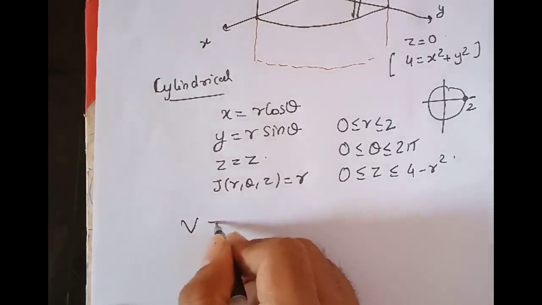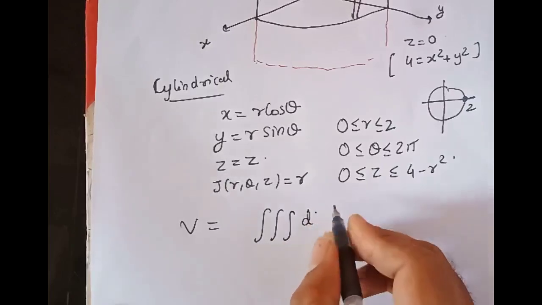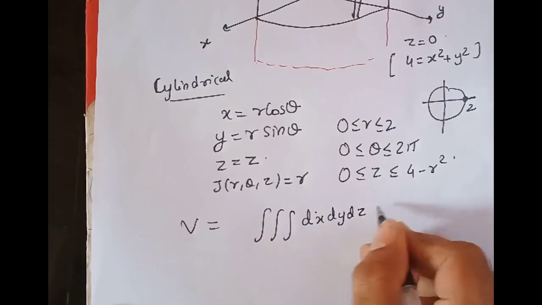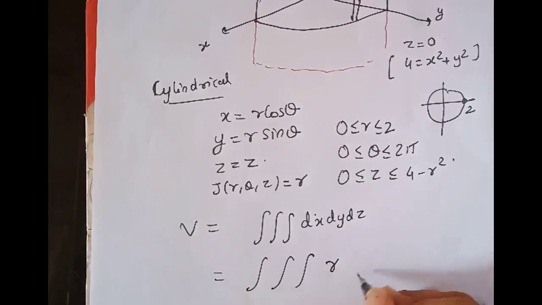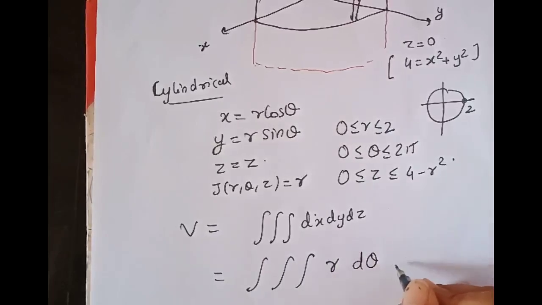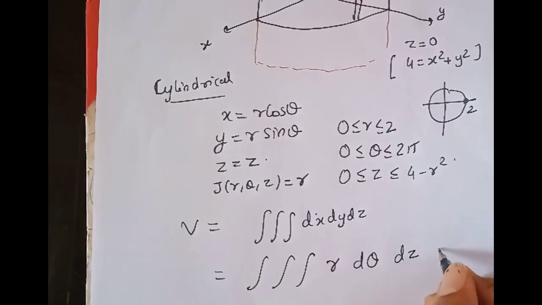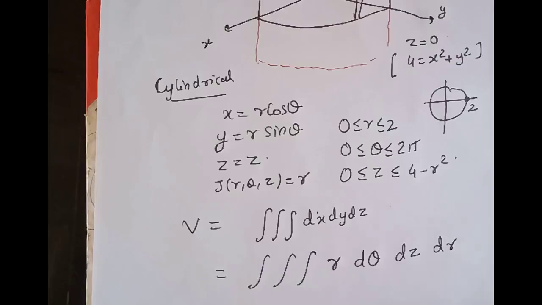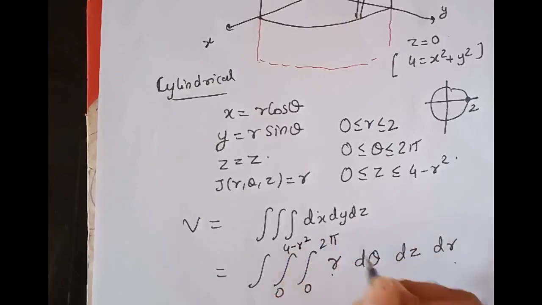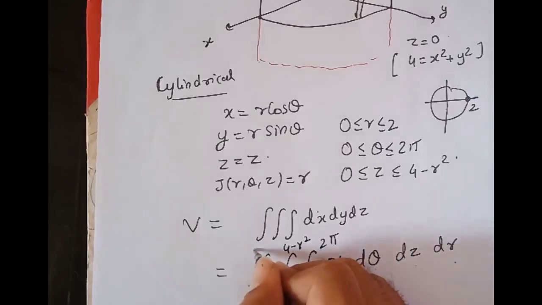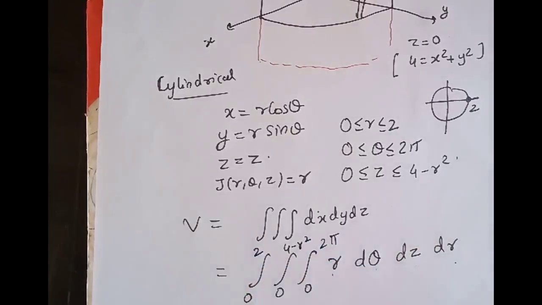Alright, so now the volume is the triple integration of dx dy dz, and since we are doing the change of variable, it will be the triple integration of r. So we can take any order, but we will take d theta first, then dz, and then dr, because z is depending on r. So this is the Jacobian, d theta dz dr. So the limit for theta is 0 to 2 pi, the limit for z is 0 to 4 minus r square, and the limit for r is from 0 to 2. Alright, so we will evaluate them one by one.